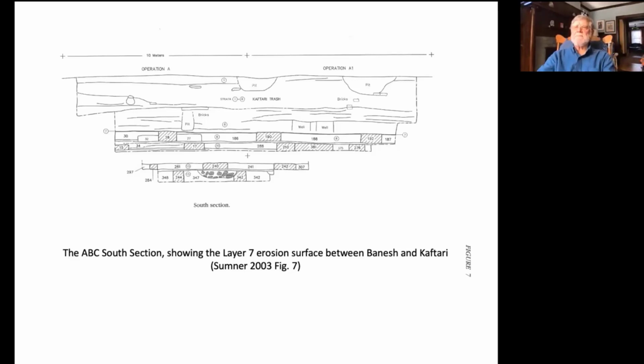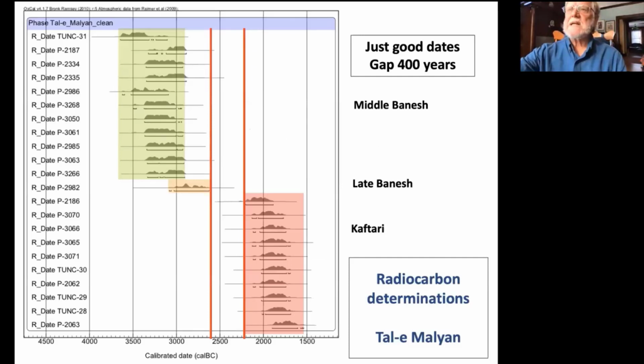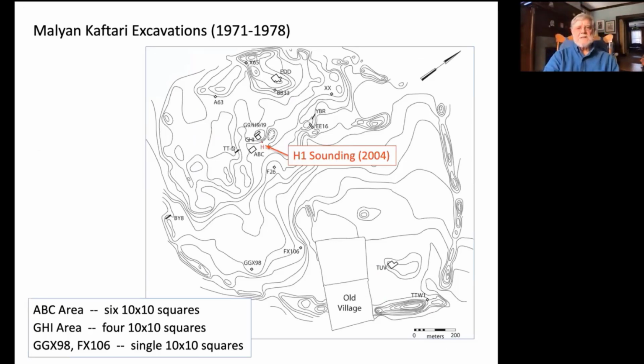that part of Malyan. There is also a gap in the radiocarbon dates. This is from Cameron Petrie's paper on radiocarbon dating from the Arcana study. And it shows that there is a very clear gap of about 400 years when there's no evidence, according to the radiocarbon chronology, of any occupation at Malyan. Here's where we're talking about this. Here's the ABC excavation right there, where there's that clear erosion surface and chronological gap.